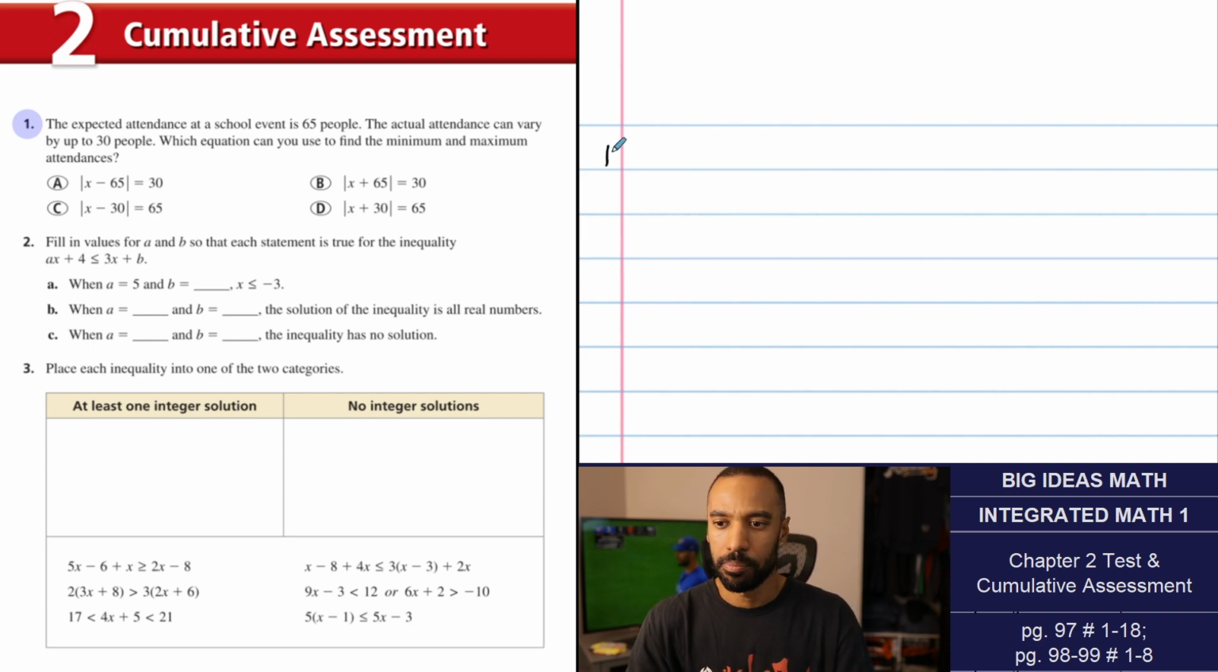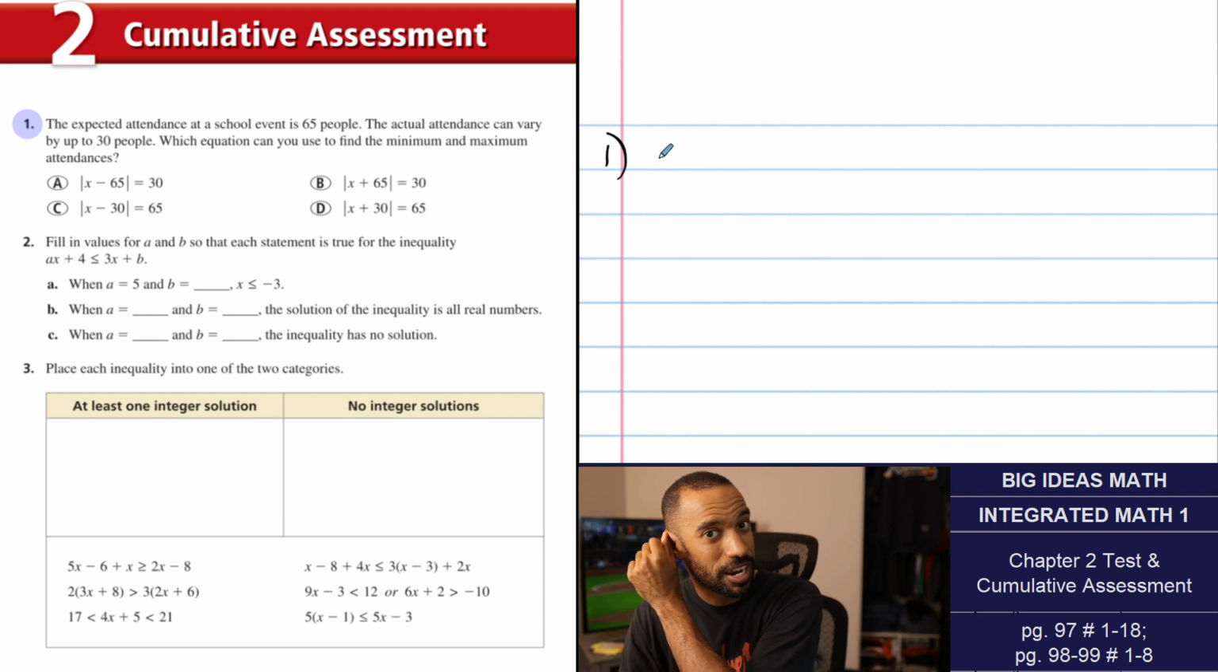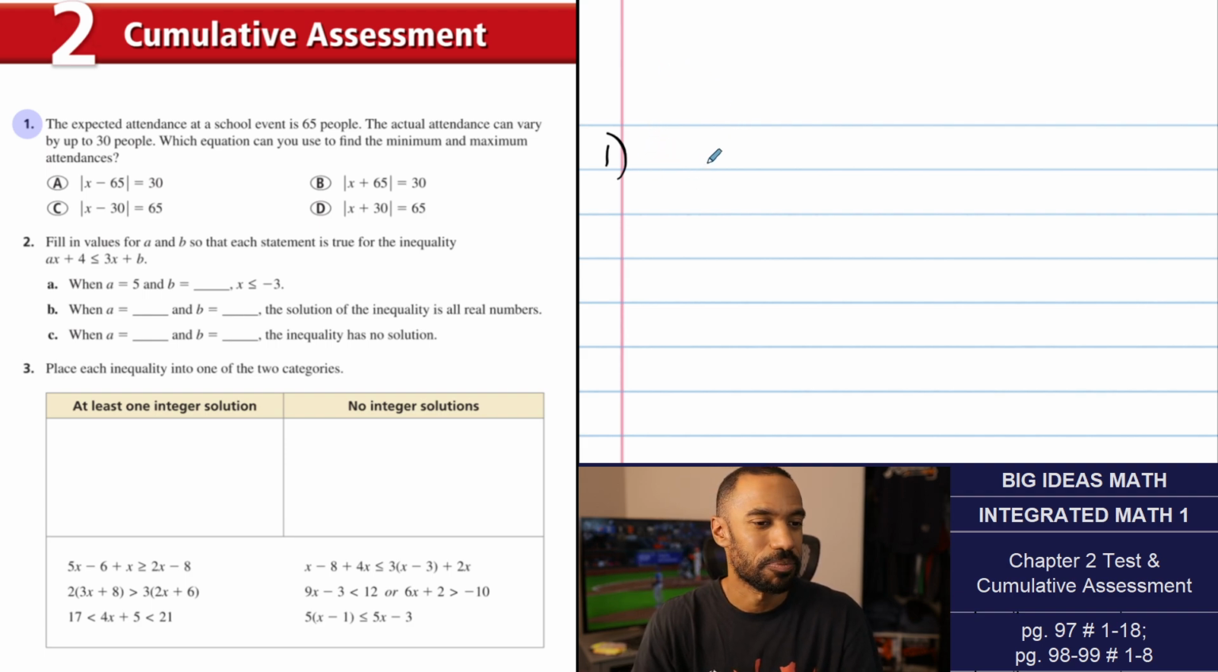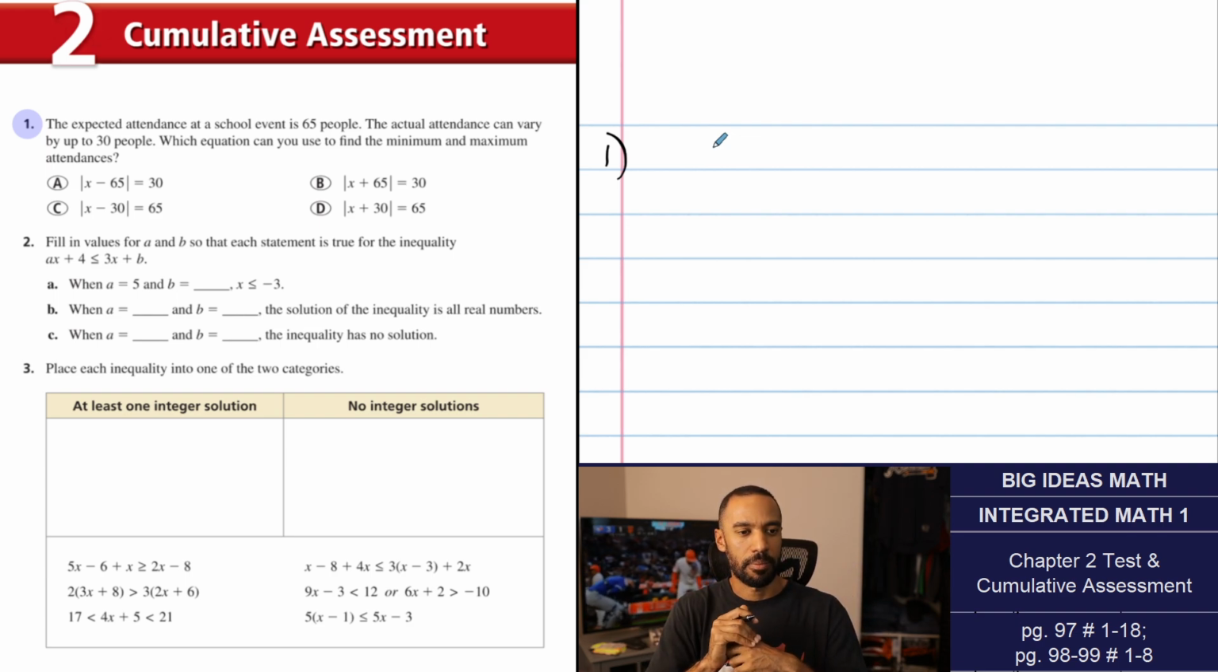So number 1 begins with a chapter 2 thing. Or no, it's chapter 1 actually. I saw the absolute values and I forgot. Chapter 1 had absolute values. The expected attendance at a school event is 65 people. That's expected. The actual attendance can vary by up to 30 people. Which equation can you use to find the minimum and maximum attendances?